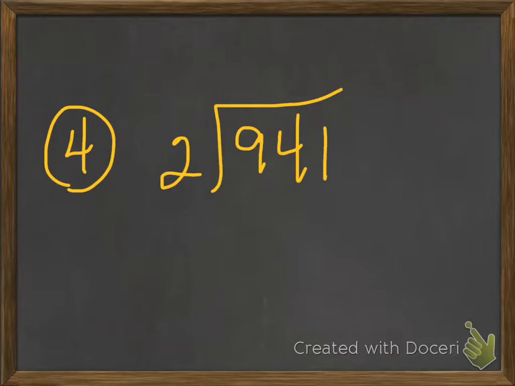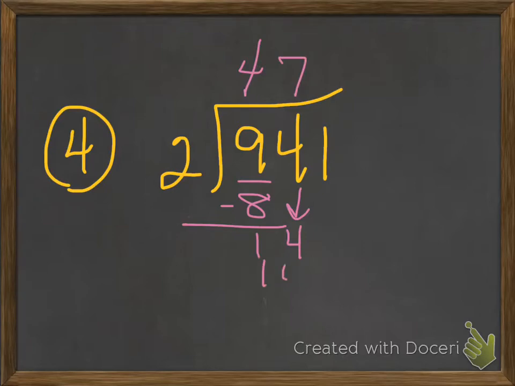941 divided by 2. We'll start with the 9. 9 divided by 2, if you know your 2's, you'll know that 4 times 2 is 8, and that's the closest we can get to 9 without going over. 9 minus 8 is 1. Bring down the next digit. So now we have 14. 14 divided by 2 is 7. So 7 times 2 is 14. Subtract, we get 0.